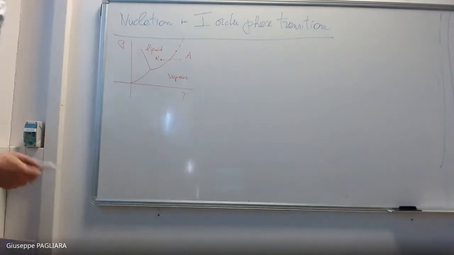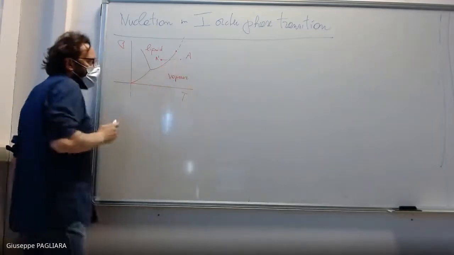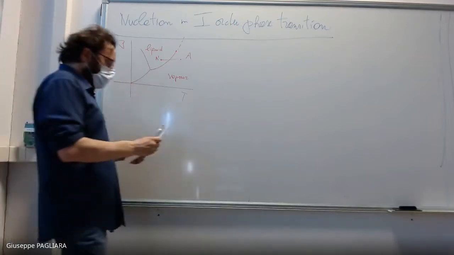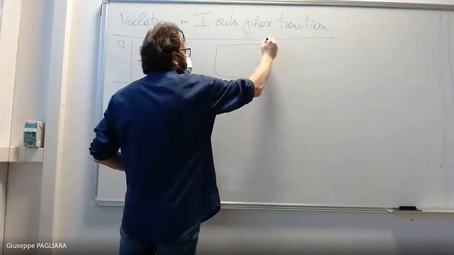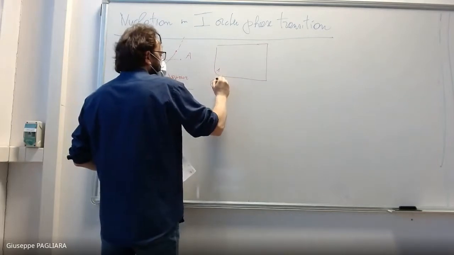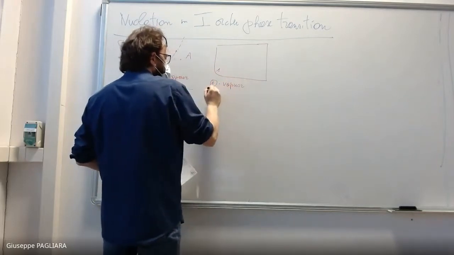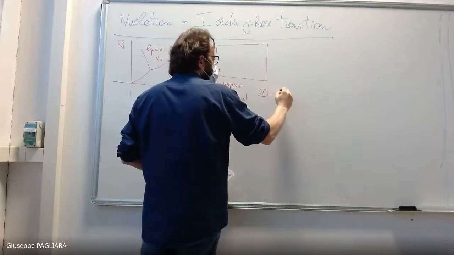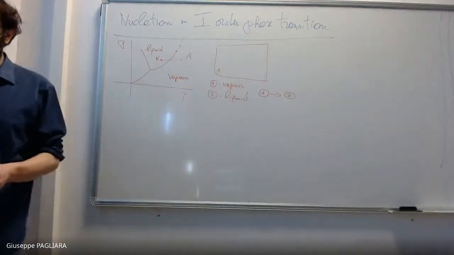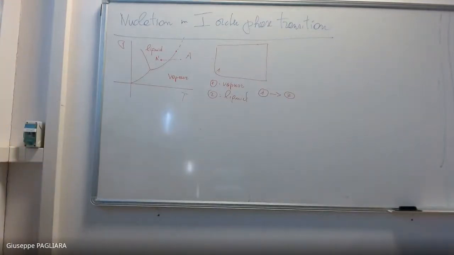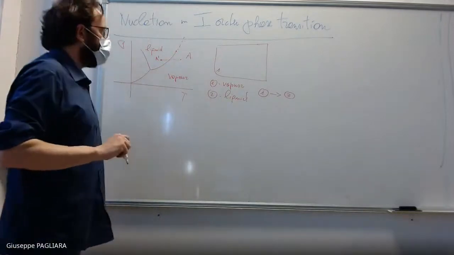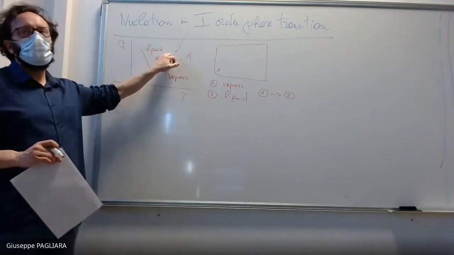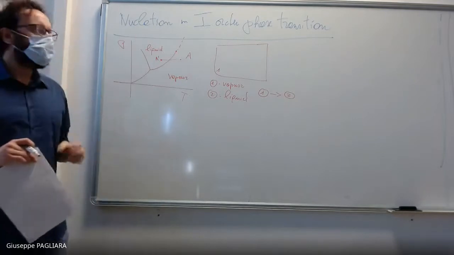If I want to study what happens in reality when I do this transformation, I have to take into account some more physics. Suppose that we have a box here with phase one, which is the vapor, and phase two, which is the liquid. And what we are going to describe is how we go from vapor to liquid. Now, when I start the phase transition, it is not that all the bulk of the material will convert immediately from vapor to liquid. There will be a microscopic process, which is called nucleation.